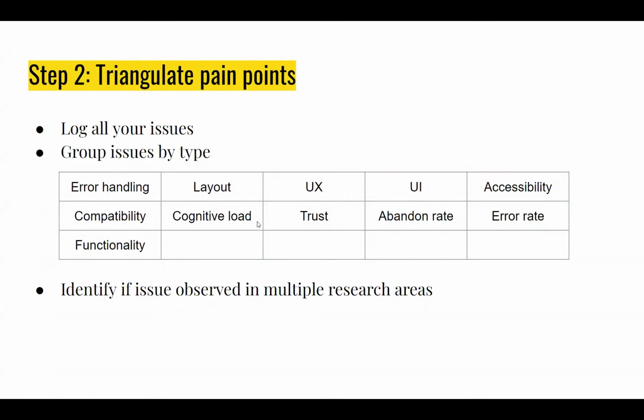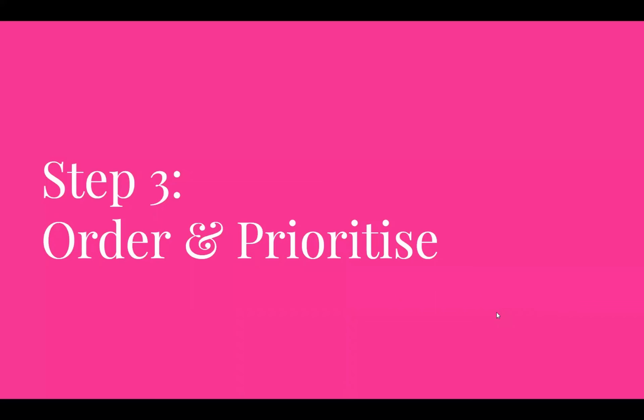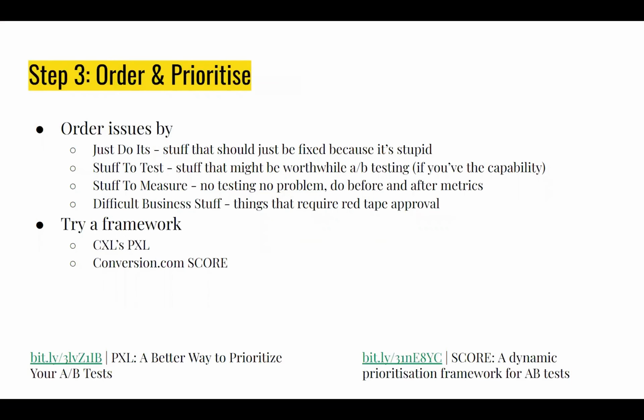Is it a cognitive load problem? Is there a high abandon rate on it? Is it an accessibility problem? Or is it an actual functionality bug? And then you really want to identify how many times that particular problem has been flagged in your research areas. And once you've done all of that, you need to then order and prioritize those problems.